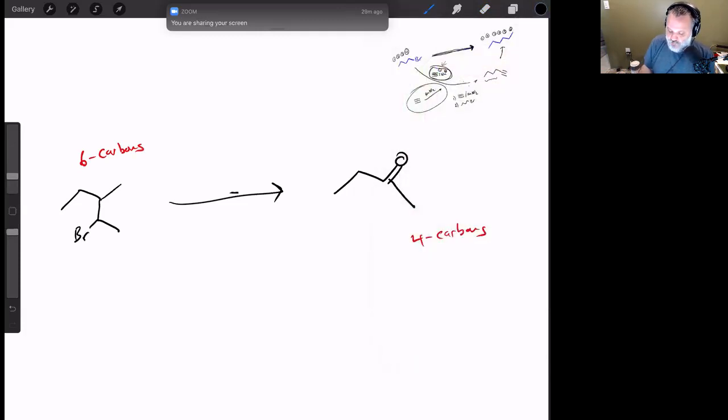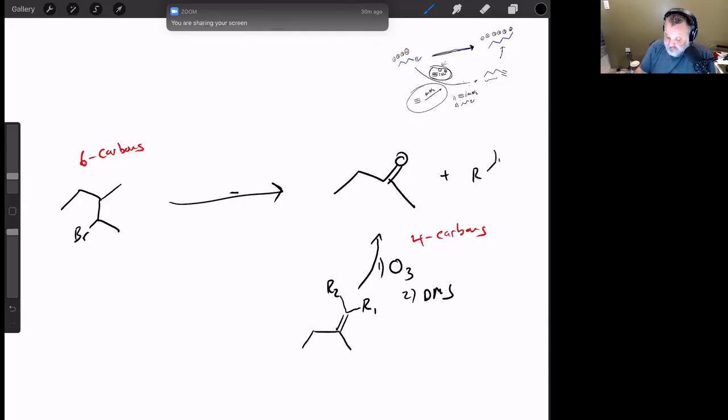Well, remember that we really only know one set of reactions that has the ability to reduce the number of carbons in a carbon chain. How do I show this? And that's oxidative cleavage. So I can do O3 and DMS, and I can accomplish this transformation. I have some other side products, and that's the other side product.